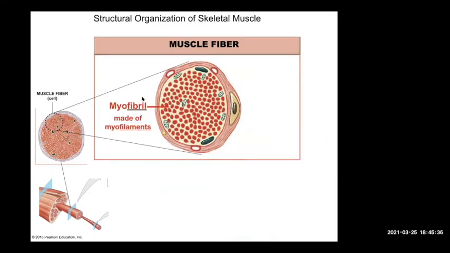These myofibrils, in turn, we're going to look deeper into what they're made out of. These are made of myofilaments, muscle proteins. When you see the word filaments, it usually means a long protein. And these are very long proteins, right? Strings of proteins. So the myofibrils are going to be composed in a certain arrangement of myofilaments.